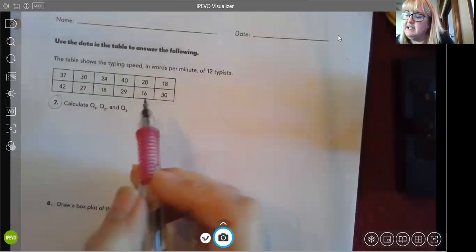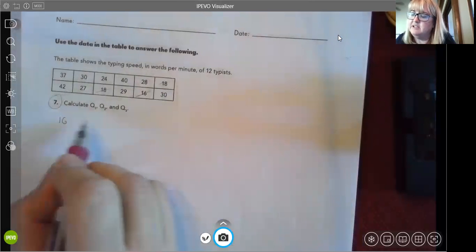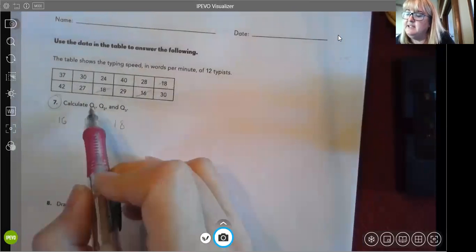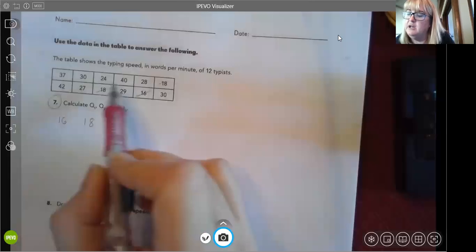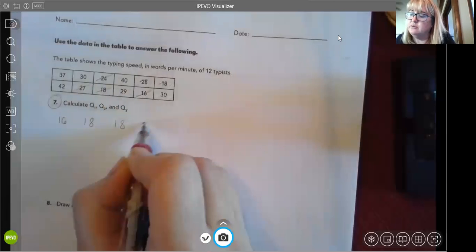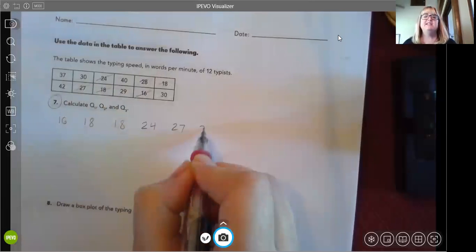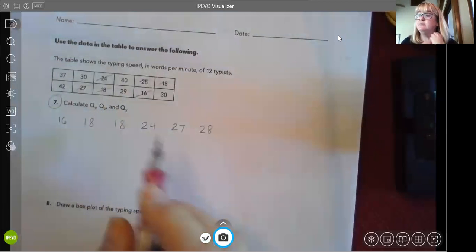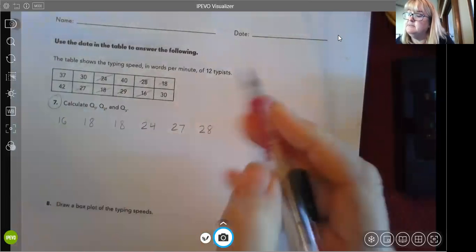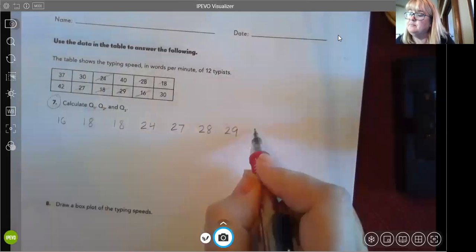I see 16, 18, 18. So I'm going to write my numbers in order. In the 20s, let's see, I've got 24, 27, 28. I'm leaving a little space in case I make a mistake. I can just squeeze one in there. All right, oh, 29, almost missed that one. All right, then I've got 30 and 37.